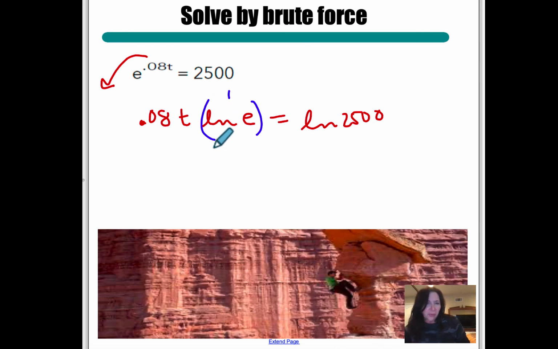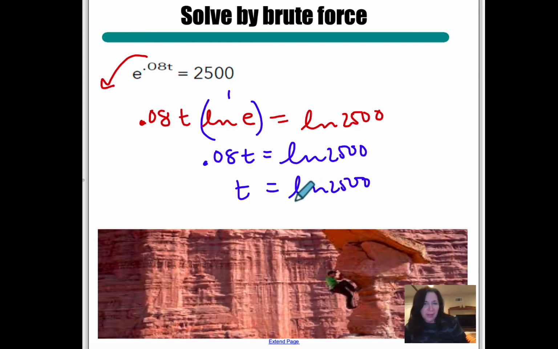So this is just 1 times that, which is 0.08t equals ln of 2500. Then t is equal to ln of 2500 divided by 0.08. So I go ln of 2500, divided by 0.08, and I get 97.8. Approximately t is equal to 97.8.